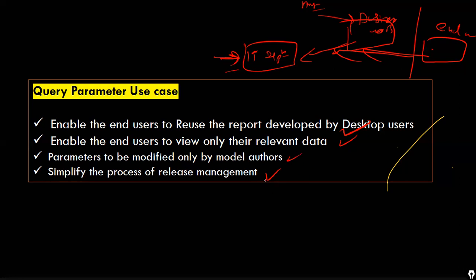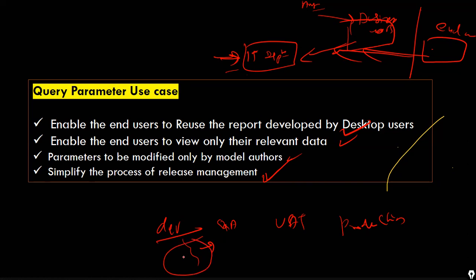And also release management. Let's say you are in a real-time scenario, we are seeing a dev environment, QA, UAT and production. As a developer, you develop all the reports, you do the unit testing, and then you get back to the QA team. The QA team goes and picks up all the reports developed by you, and then they push it to the QA folder.